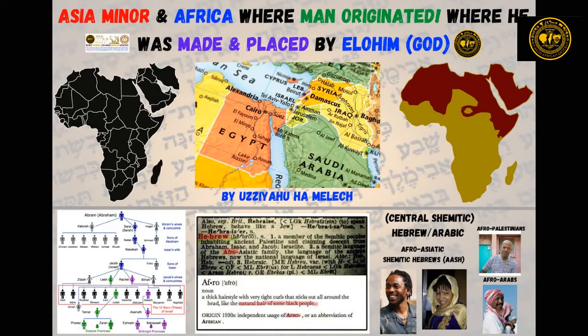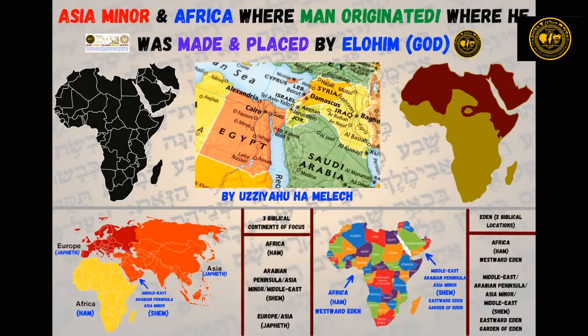We're Aash, right? We're Bnei Israel, but we're Afro-Asiatic Shemitic Hebrew. And then here are our other Central Shemitic brothers, Afro-Palestinians, Afro-Arabs. So we're one family. And look, so again, here's Japheth. You see Europe and this part of Asia, all of this, that's Japheth.